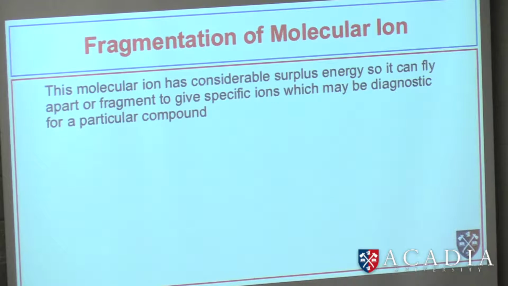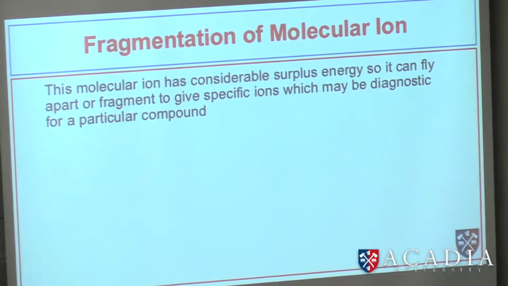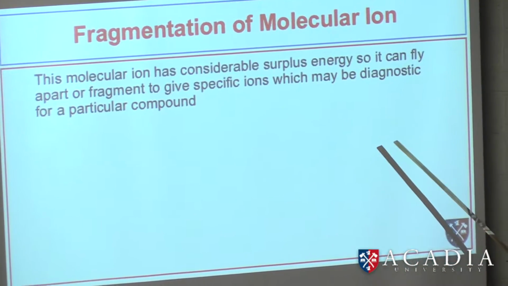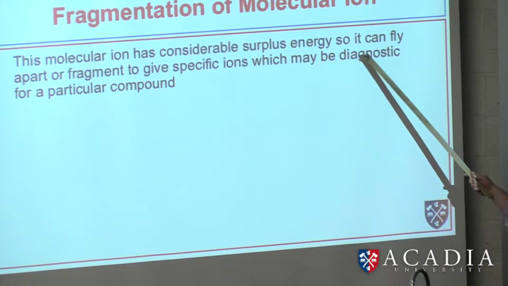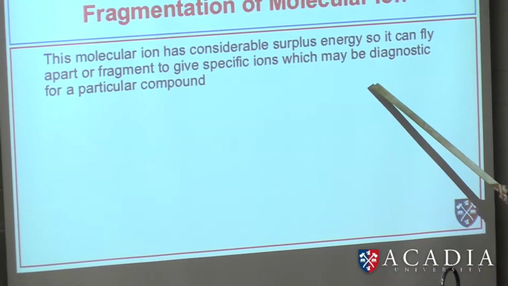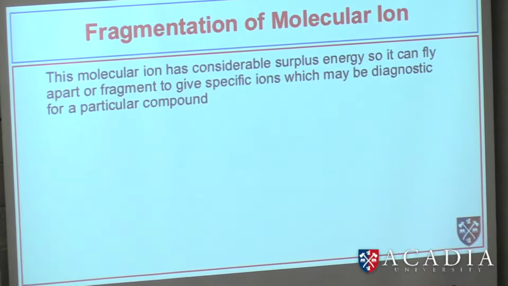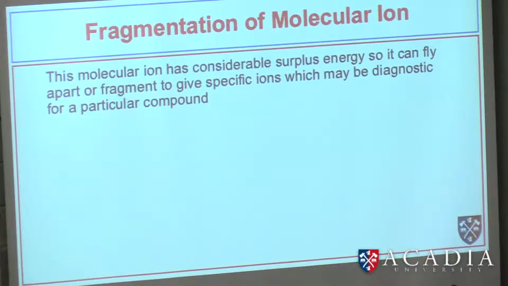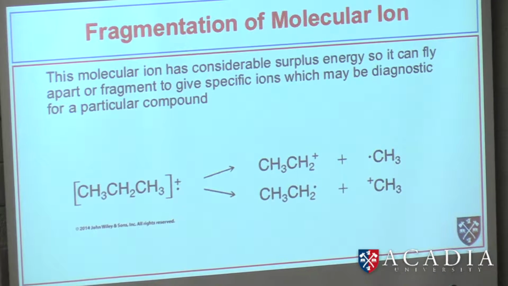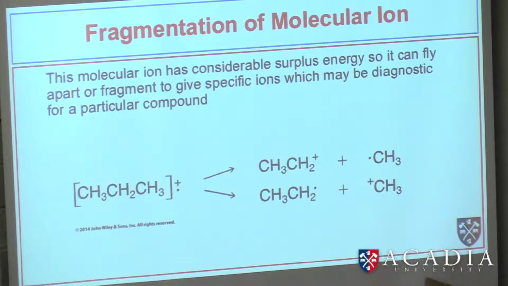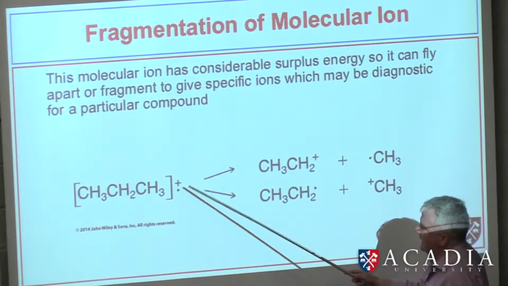But we've already seen that these things can fragment. So that molecular ion is an unhappy species, has a lot of surplus energy. It can fragment to give specific ions, and these ions are diagnostic for particular compounds. What happens is they can break apart. There's our parent molecular ion, and it can break apart.